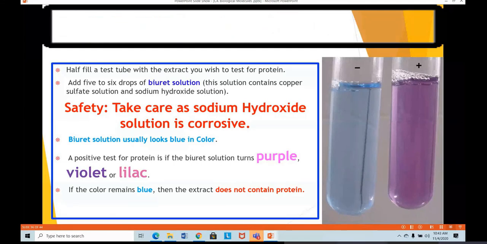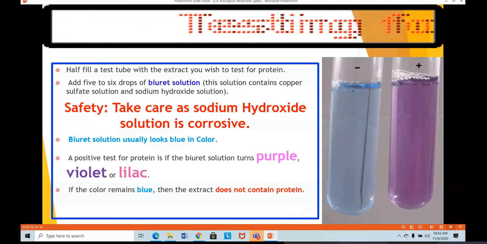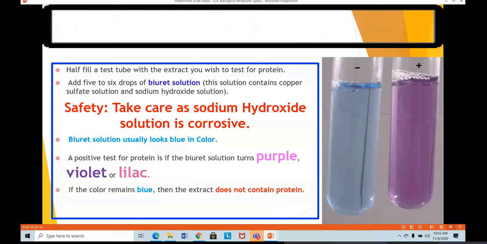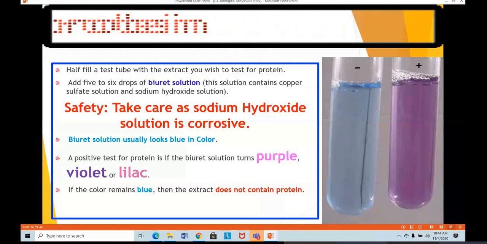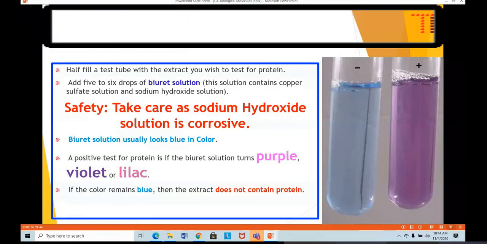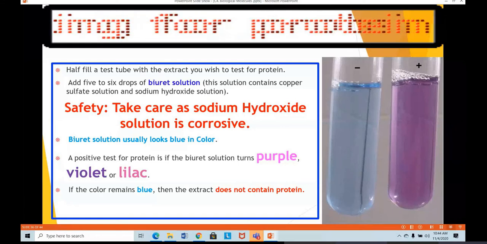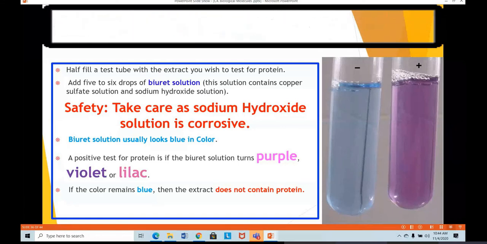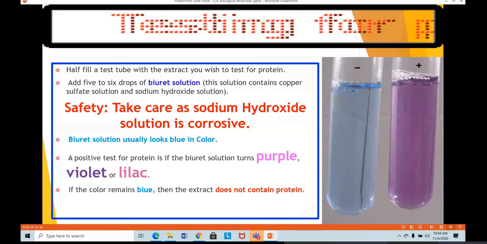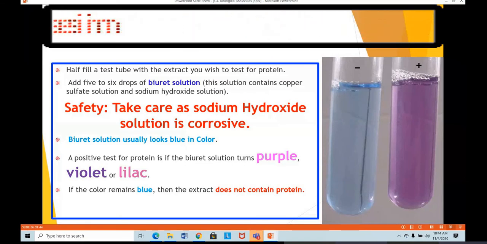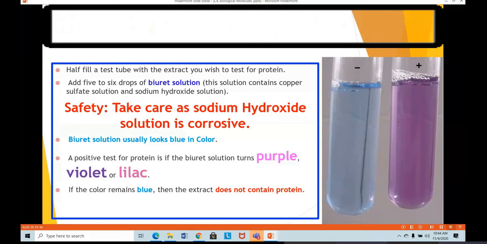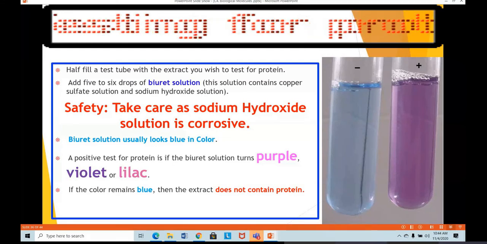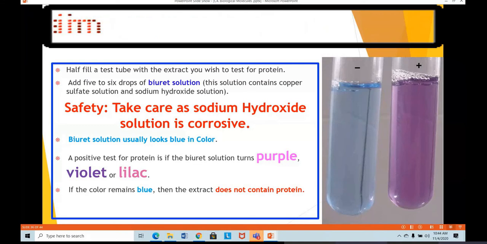Half fill a test tube with the extract you wish to test for protein. Add 5 to 6 drops of Biuret solution. This solution contains copper sulfate solution and sodium hydroxide solution. Safety: take care as sodium hydroxide solution is corrosive. Biuret solution usually looks blue in color. A positive test for protein is if the Biuret solution turns purple, violet, or lilac. If the color remains blue, then the extract does not contain protein. Excellent. Thank you so much, sweetie.